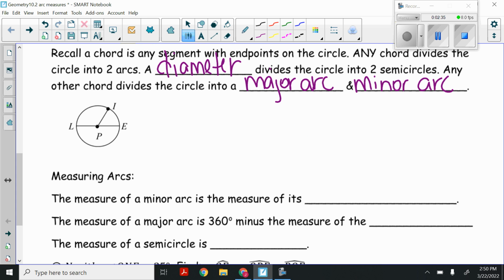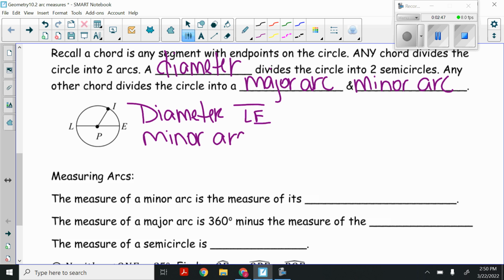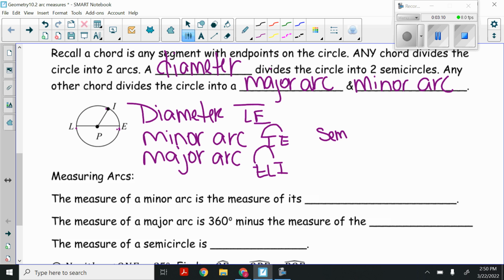So in this picture, my diameter is segment LE. Minor arc would be arc IE. My major arc would be, let's see, if I started here, I could go ELI, so arc ELI. And then my semicircle, arc LIE.